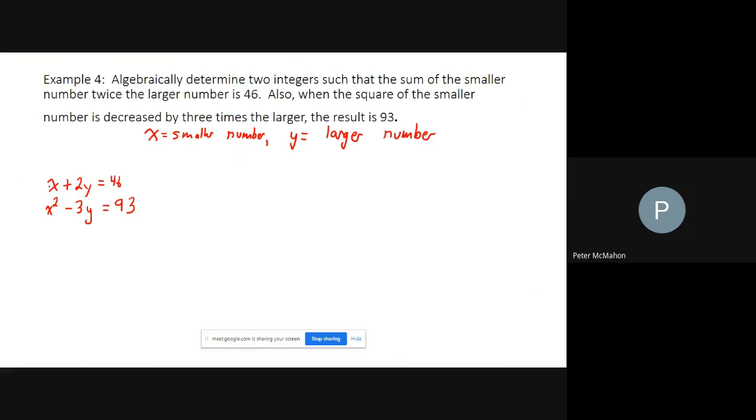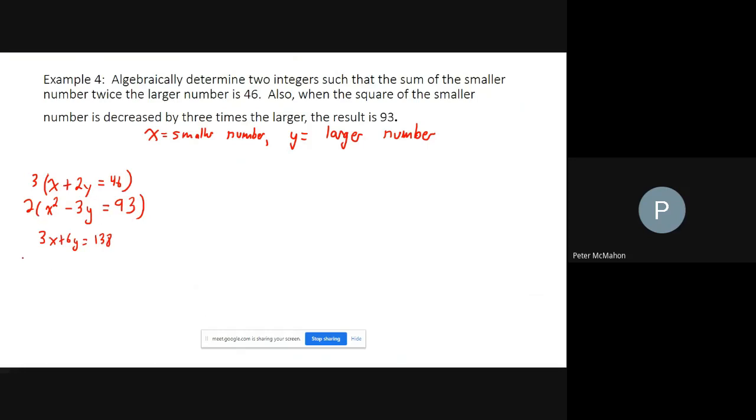Okay, I'm going to choose to solve this one with elimination. So if I want to eliminate the y's here, I'm going to multiply the top equation by 3 and the bottom equation by 2. That's going to give me a 6y and then a -6y here. So we get 3x plus 6y equals 138. 46 times 3 is 138.